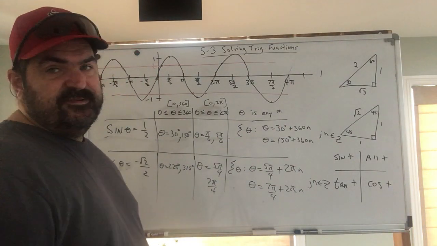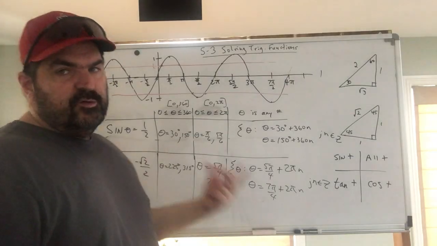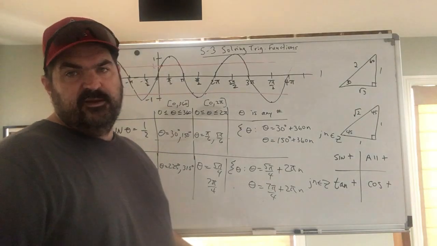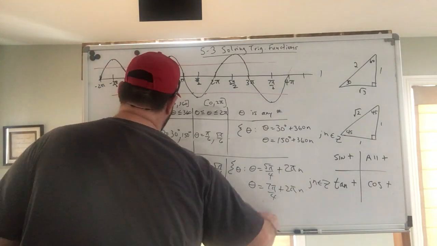All right? So I only did sine because I had the graph, but if I did cosine, I would do it the same way. Tangent the same way. Tangent's got a couple special properties.